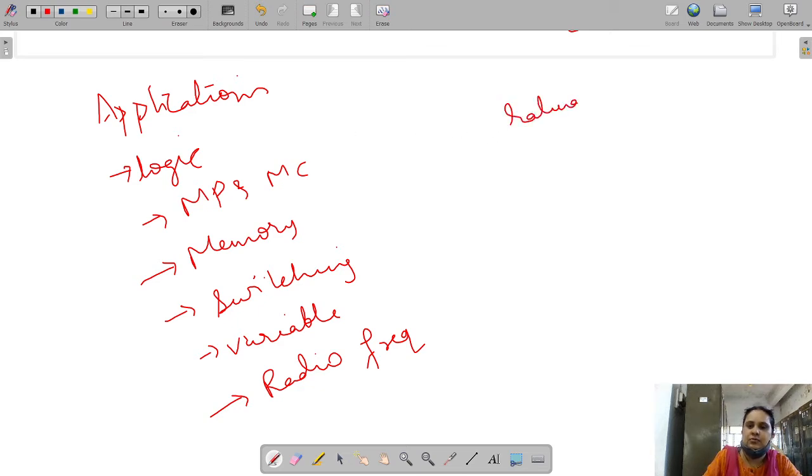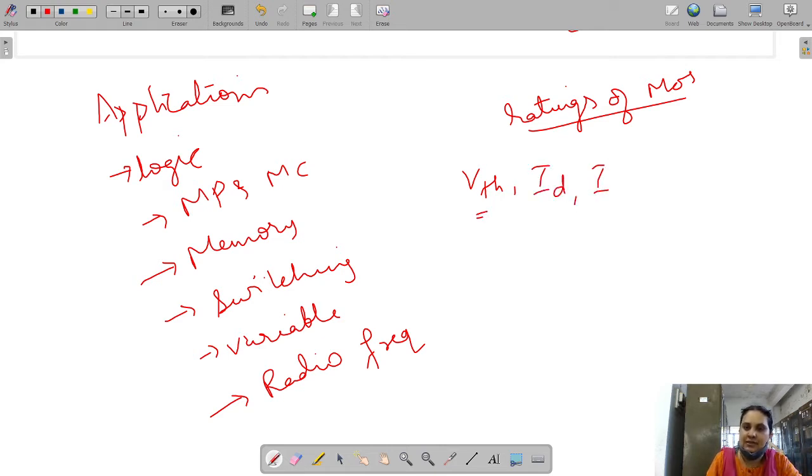Also, we discussed the ratings of the MOSFET. What are the ratings? What is V threshold? Because it is the first requirement: whatever value of input voltage we apply, if it is greater than this VTH, only then the MOS is going to be on. Then we have the drain current, or maximum drain current. Then we have the supply voltage. It varies; a MOS works on plus 5 volts also, plus 15 volts also. It depends on what the VDD is, then the operating temperature, and the junction voltages.